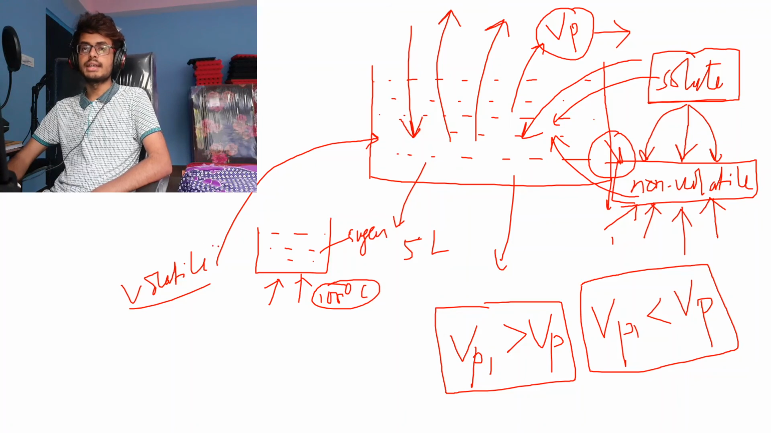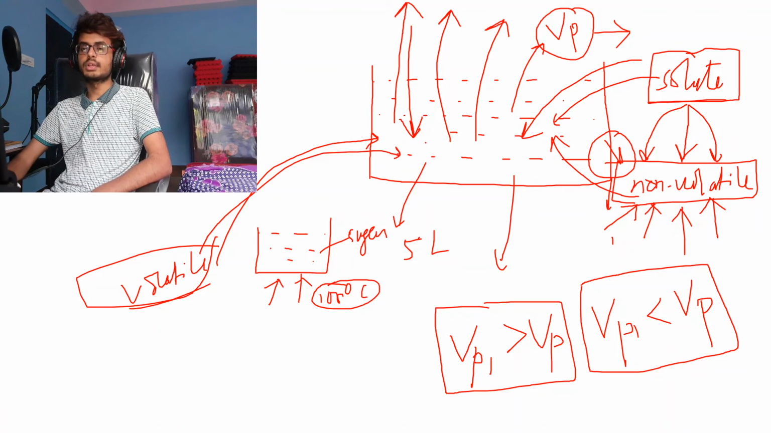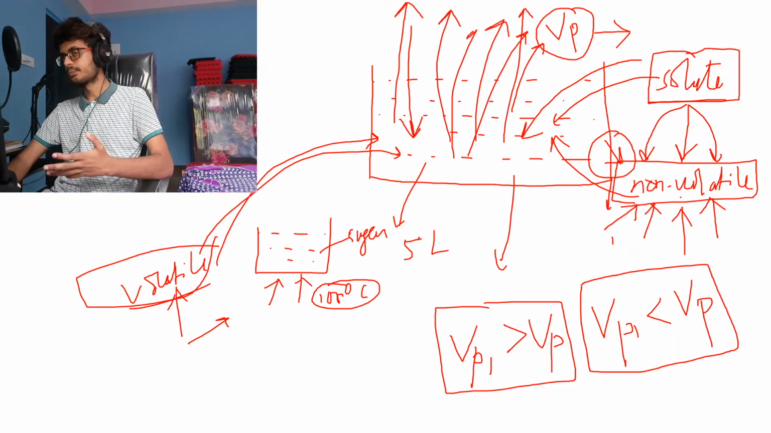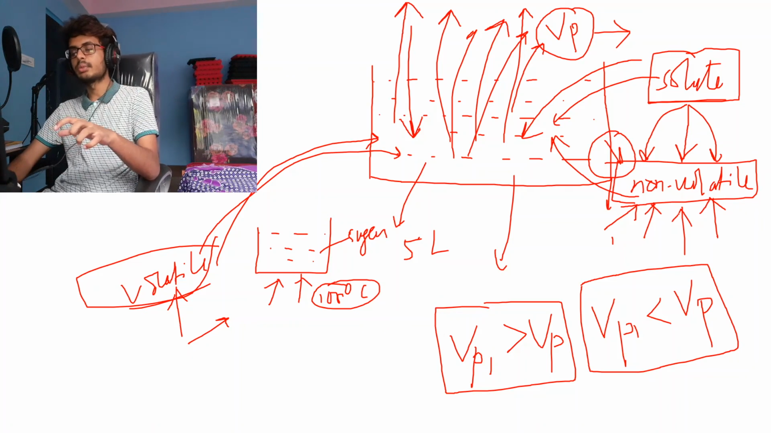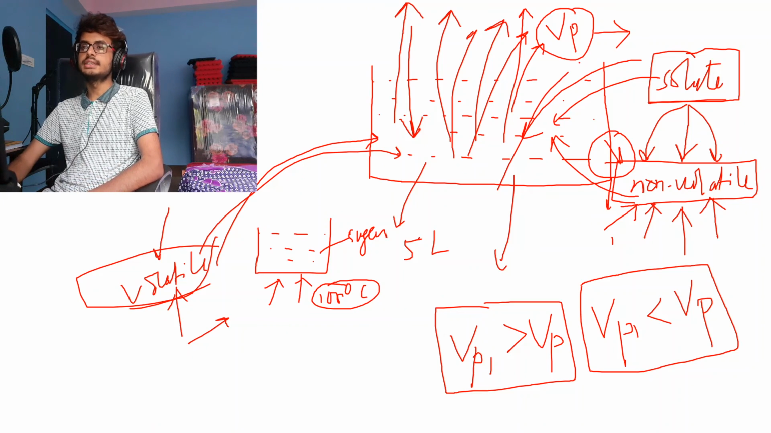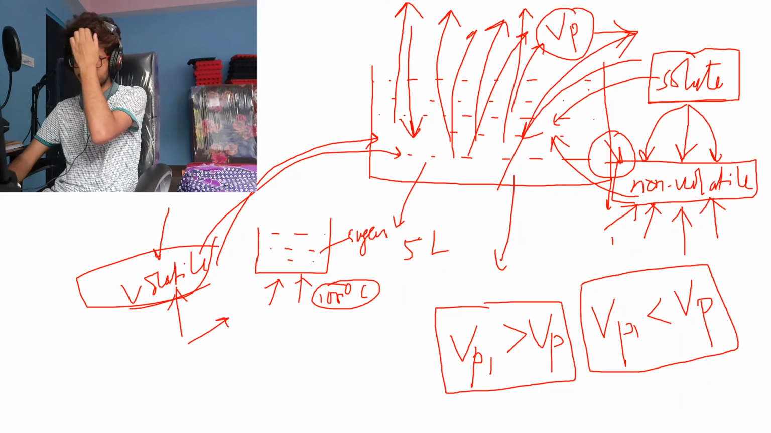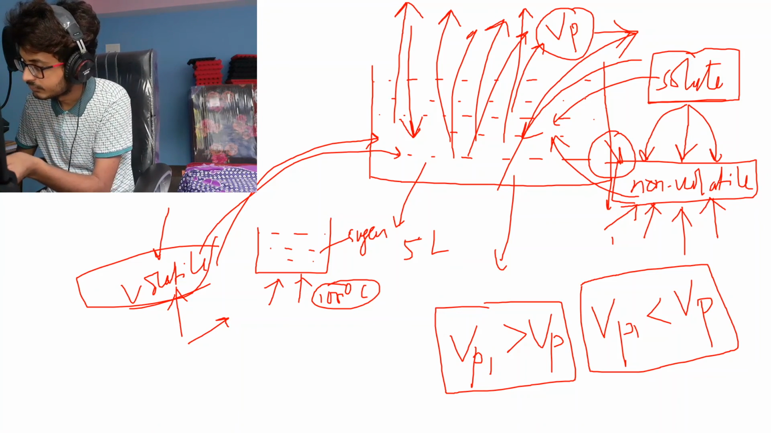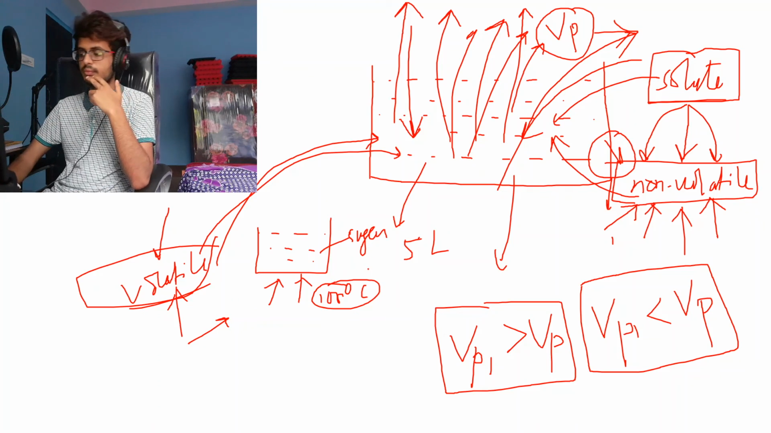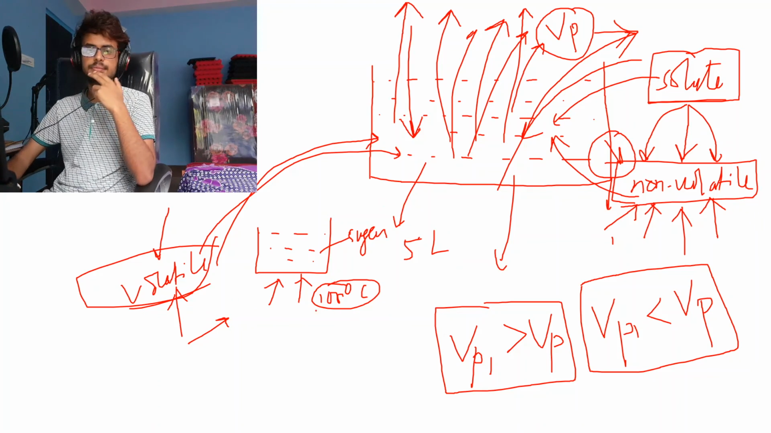So what happens? When you add a volatile solute to a liquid or a solvent, its vapor pressure will automatically increase because it favors the process of vaporizing. It itself has the property to change, so it will allow the liquid to change as well. So when you add a non-volatile solute to a solvent, it will reduce the vapor pressure because it will inhibit vaporization. And when you add a volatile solute, it will increase the vapor pressure. Is this concept clear? Any doubt? If you have doubts, you can ask me.